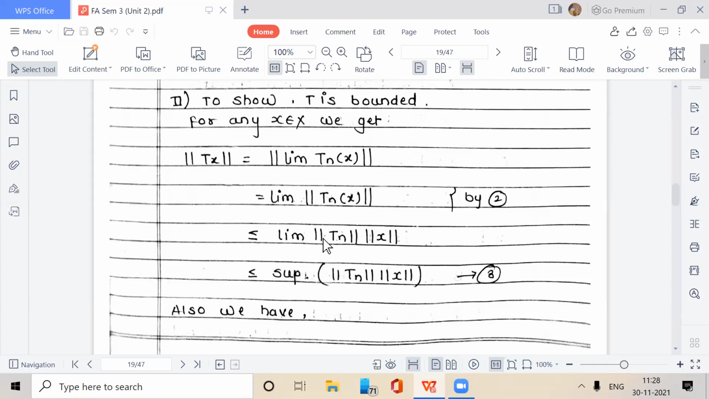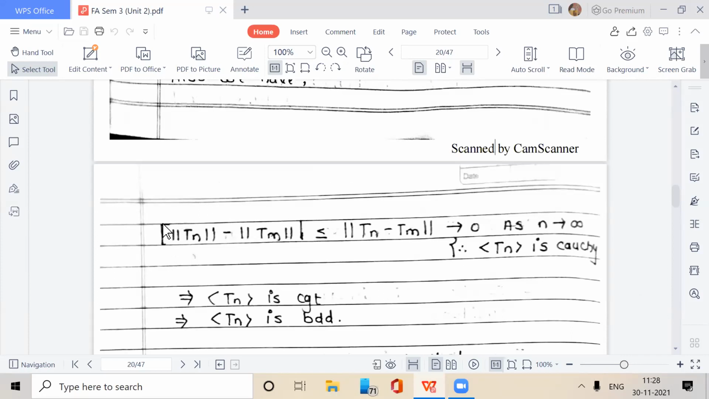If we can prove here directly that limit Tn is equal to T and less than or equal to norm of T into norm of x, that I will tell you later. But now we see the method given here. Also we have mod of norm of Tm minus norm of Tn less than or equal to norm of Tm minus Tn. Here it is given Tn minus Tm. Norm of Tn minus Tm converges to 0 as n tends to infinity because sequence Tn is Cauchy sequence. You can use epsilon delta definition also. This implies sequence Tn is convergent, and thus bounded.